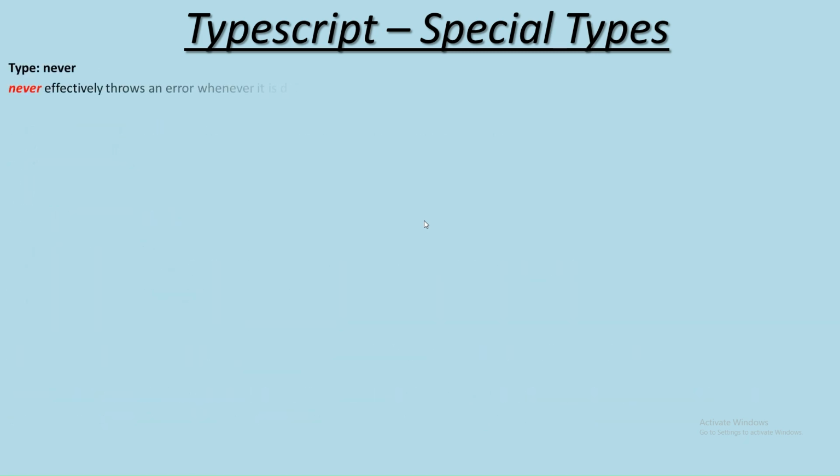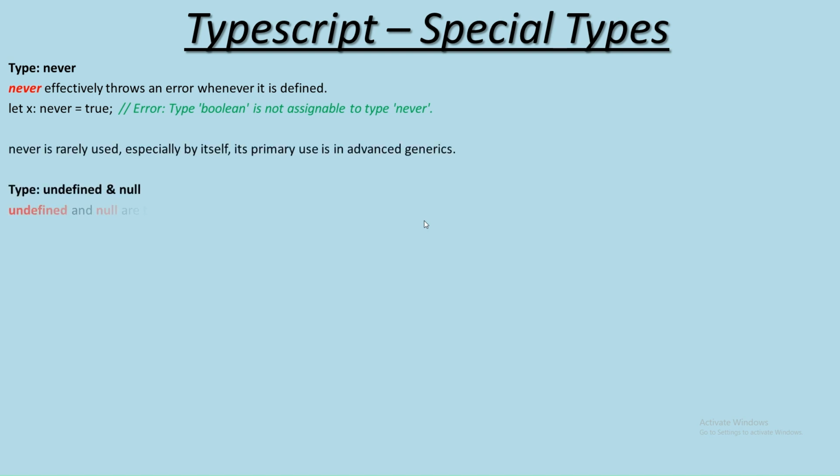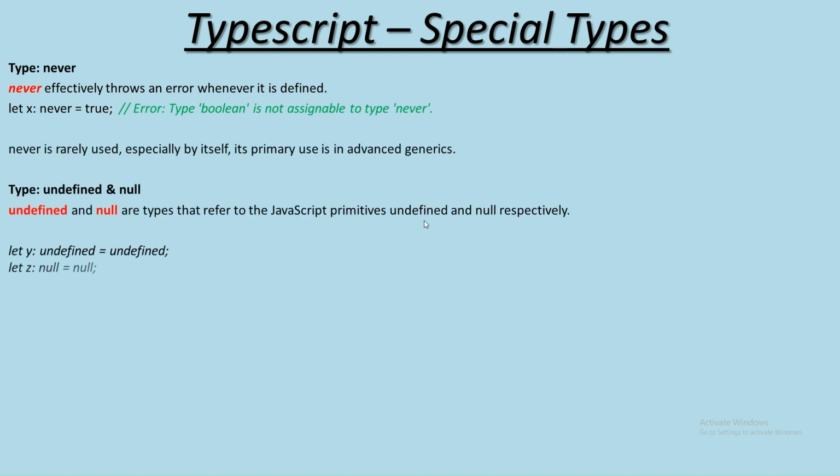Now, moving ahead, we will see that there is a type never. So how does never work? Never effectively throws an error whenever it is defined. So let a variable of type never equal true. We assigned a boolean value, and it says that boolean is not assignable to the type never. Never is normally not used, especially by itself. It's primarily used in advanced generics, so it's mostly used in the case of generics.